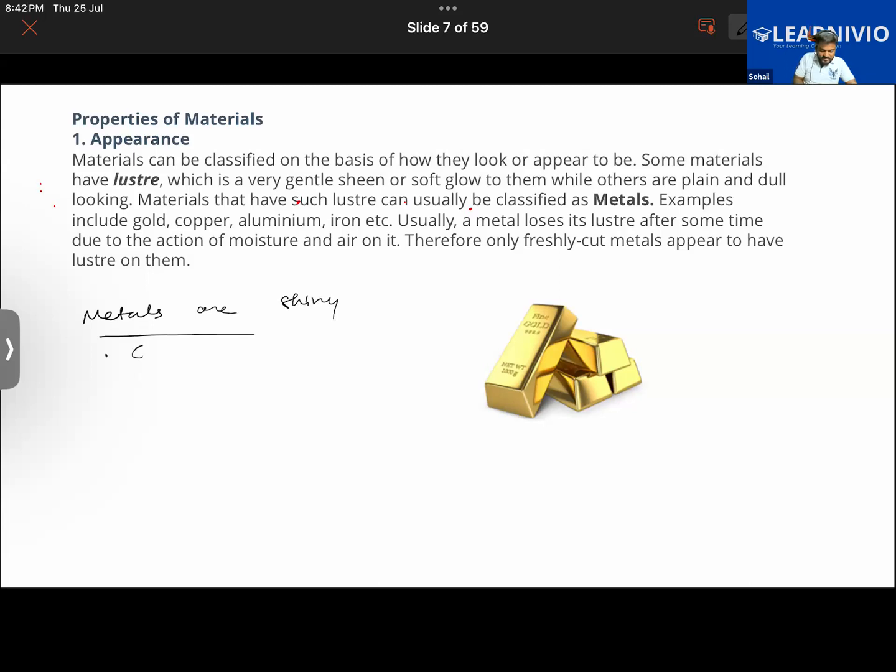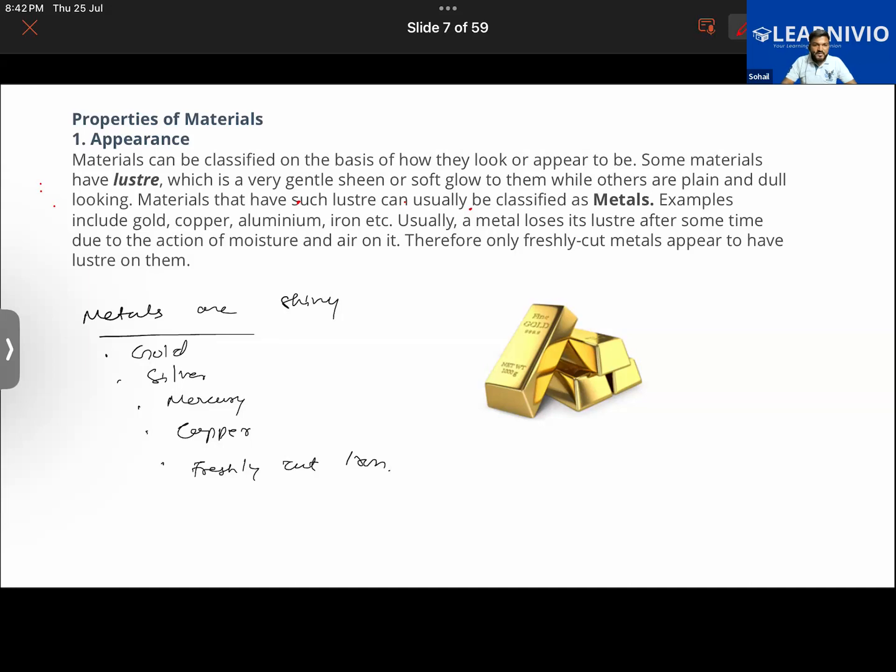So as we have examples of gold, silver, mercury, copper. I will tell you what you have to write down. Mercury is there, copper is there, and freshly cut iron, because iron is a metal. Even freshly cut iron is also shiny.